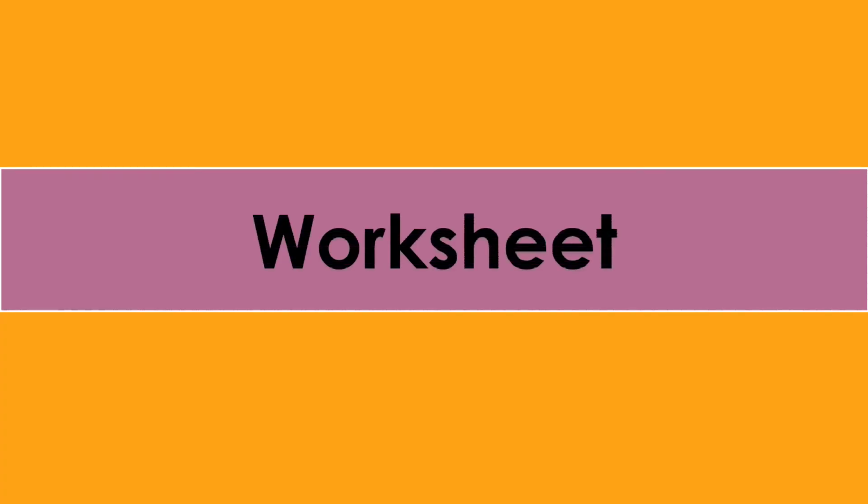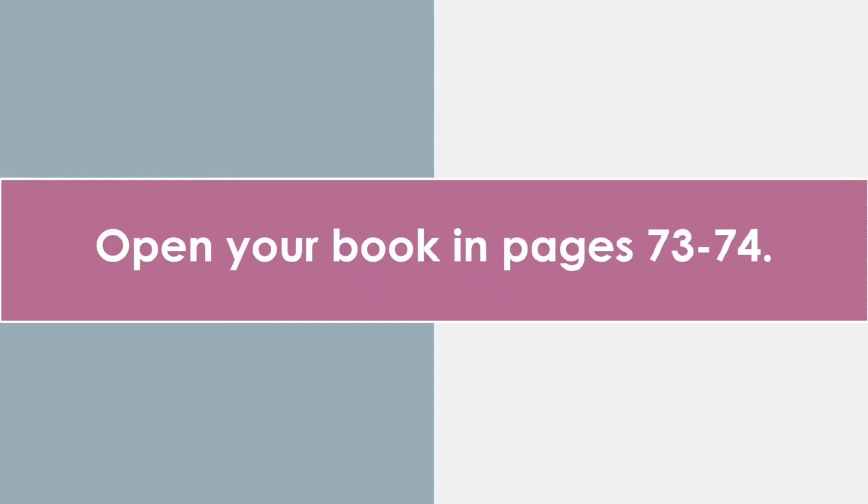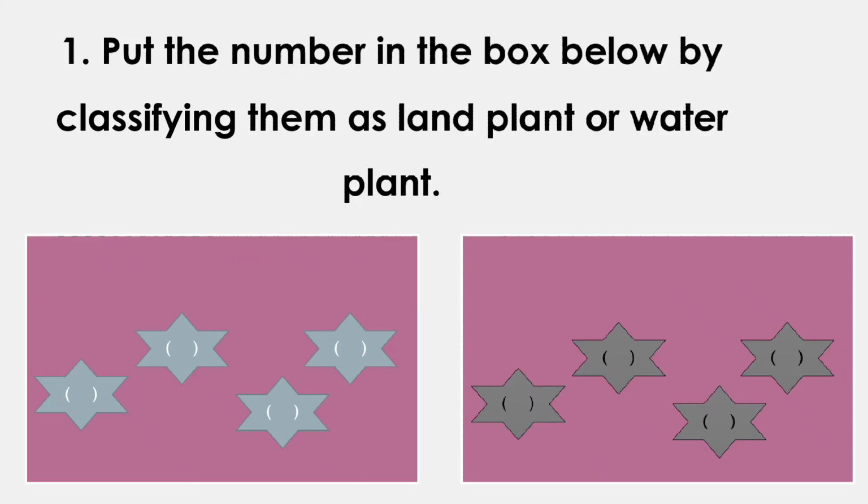And so let's go now to your worksheet. I want you to open your book to pages 73 to 74. We will answer in your book. Again, open your book to pages 73 to 74. For number 1, we are going to put the number in the box below by classifying them as land plant or water plant. In the next slide, I will show you the pictures of the plants.